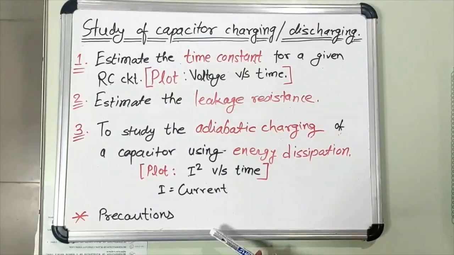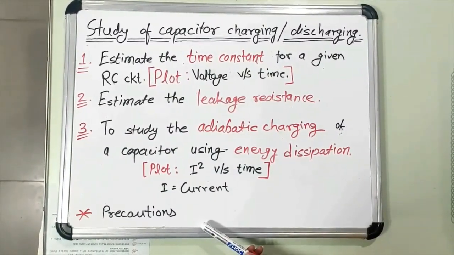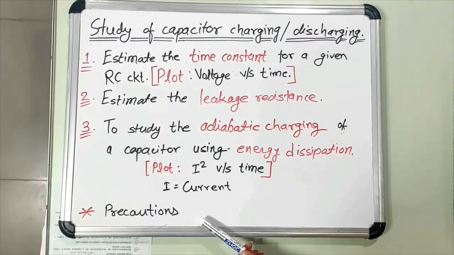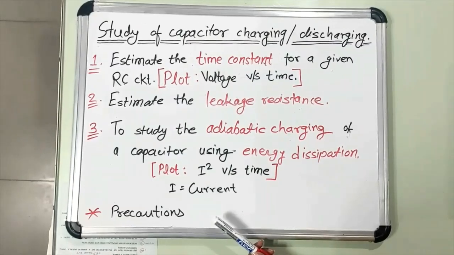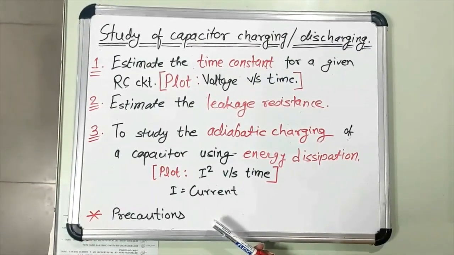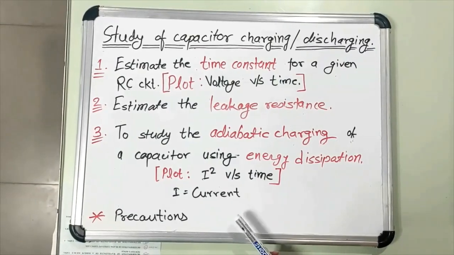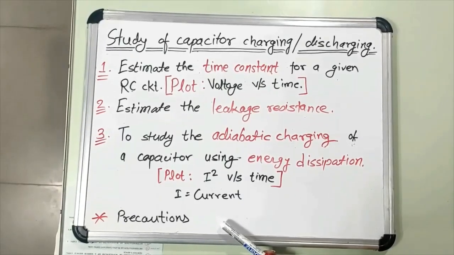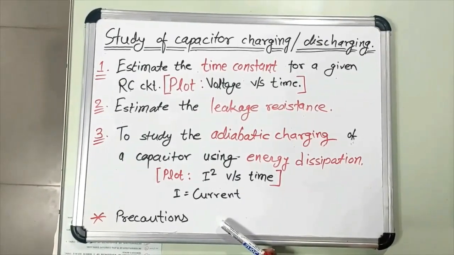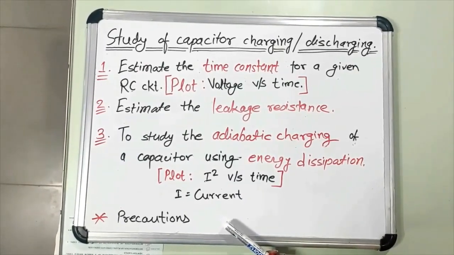Before the start of the experiment, we should take some precautions. First is to discharge the capacitor before the start of each experiment. Second, the connections must be properly done. And third is to check the values of resistance and capacitance using a multimeter, since the resistors and capacitors have been exposed to the environment for a long time, so their values may have changed.